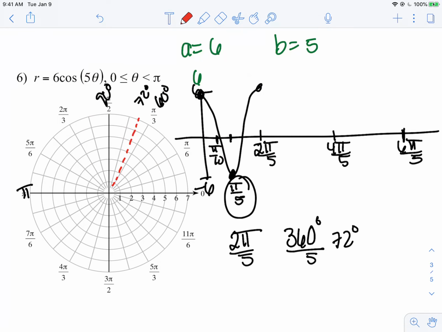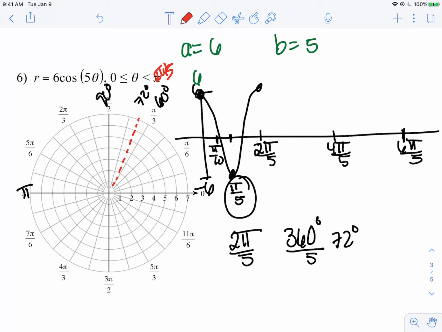And Mrs. Stratus, do we have to stick to radians, degrees, and whatnot? You know what? It doesn't matter. You can mix it up as long as you're consistent. If you want to go to degrees, I mean, you want to stay in radians because that's what you're going to use in calculus. But for intuition, for drawing these things, if you want to do 72 or 2 pi over 5 here, I'm not going to take off points for that. Okay, so that's your first leaf.